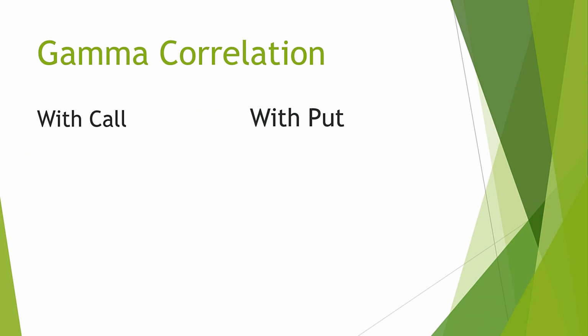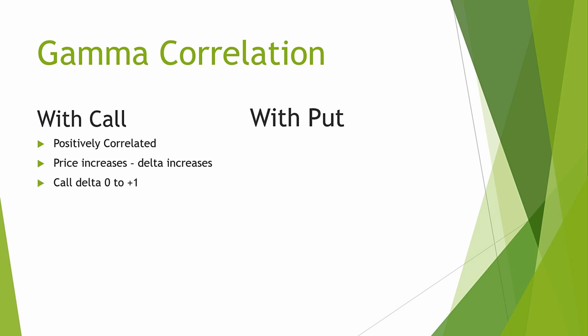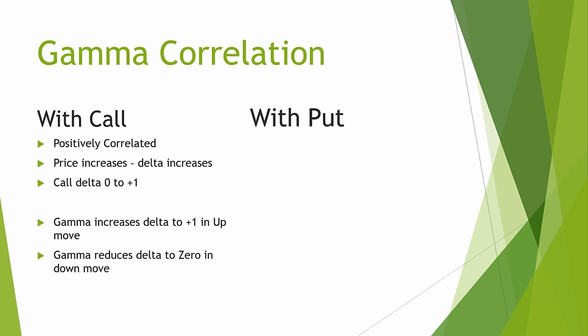Now let's discuss correlation of gamma with options. First we'll go ahead with correlation with calls. Gamma is positively correlated with calls. As price of underlying increases, delta also increases, and with delta, gamma also increases. Call delta is 0 to plus 1 and gamma increases delta to plus 1 levels in up move. Gamma reduces delta to 0 in down move.